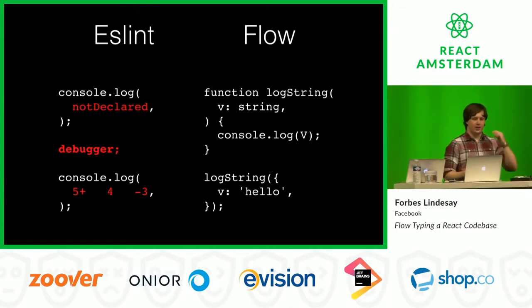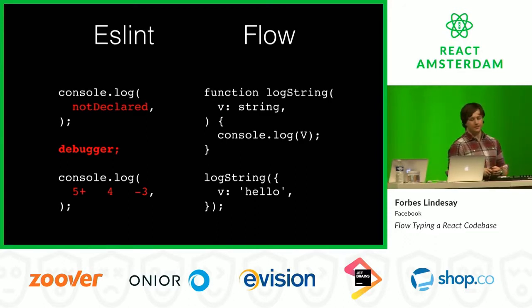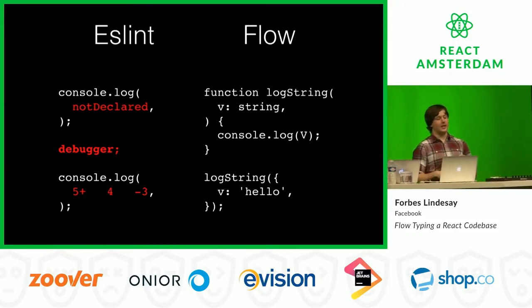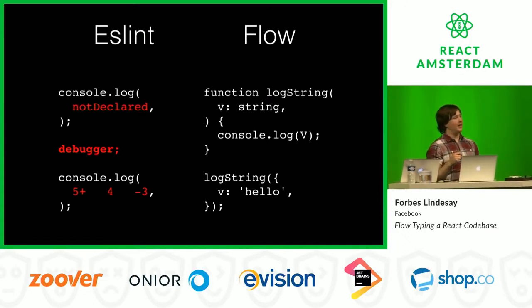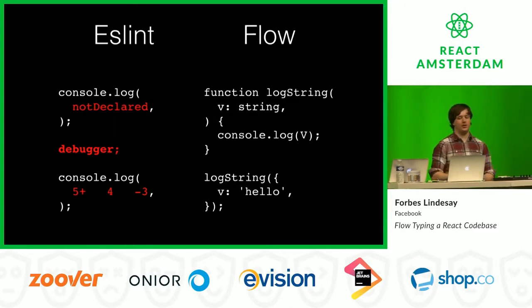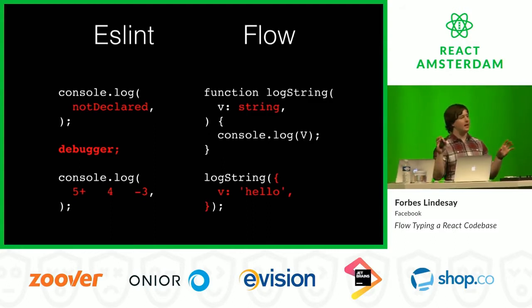Flow catches much more subtle and complicated bugs. So in this example, I've got some function that takes a string and logs it, but I've annotated it using Flow. So that colon string after the v argument of the logString function says this value is a string. And Flow is therefore going to point out that the value I'm passing to logString actually isn't a string, because the curly braces there say it's an object literal. So I'm passing an object into a function that I expected to receive a string, and Flow will be able to match up those two and say, hey, these don't match.